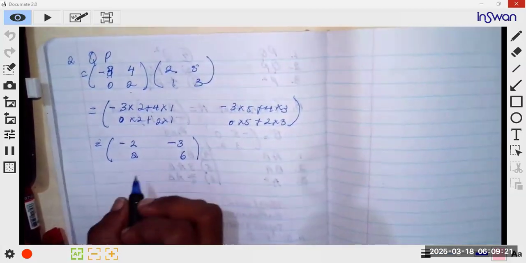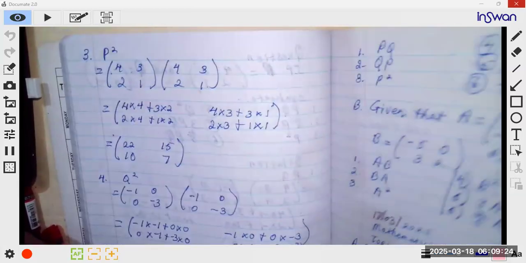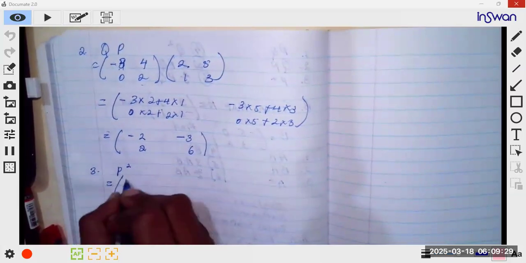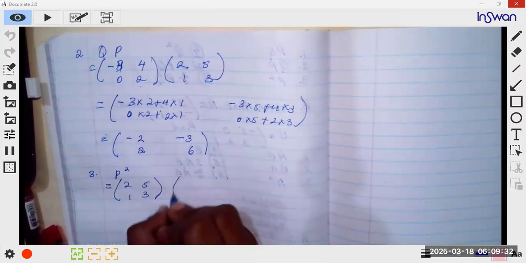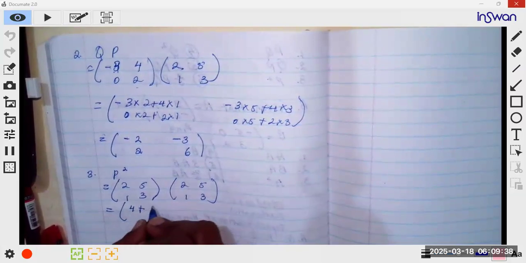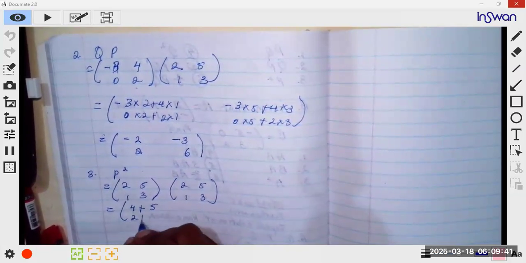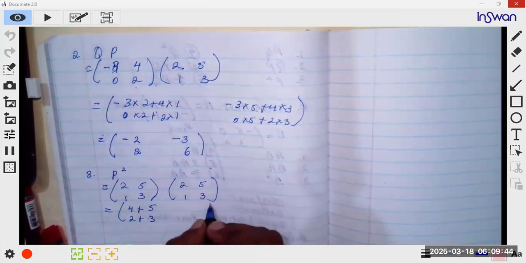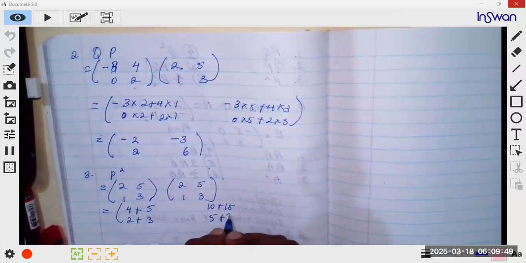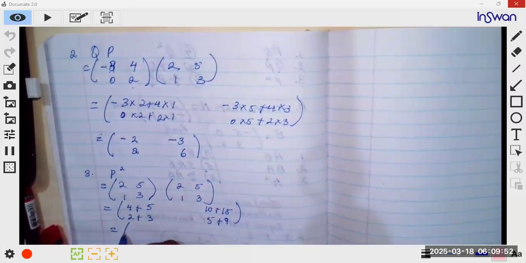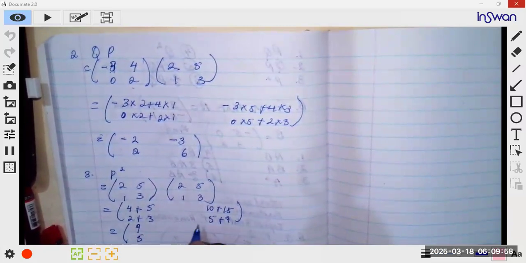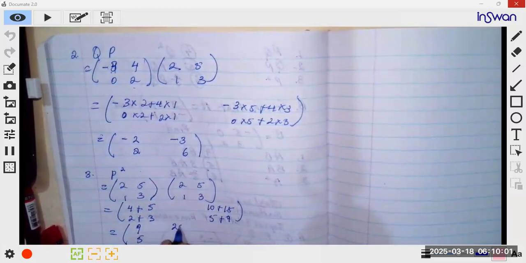That's number 2. Number 3, it is P squared. So the answer here will be 2513 by 2513. 2 2s are 4 plus 1 5 is 5. 1 2 is 2 plus 1 3 is 3. 2 5s are 10 plus 15. Then 1 5 is 5 plus 9. So your final answer here will be 9, 5, 10 and 25.